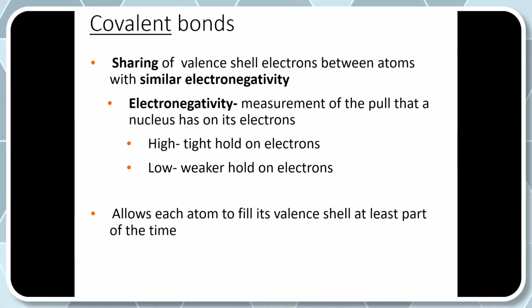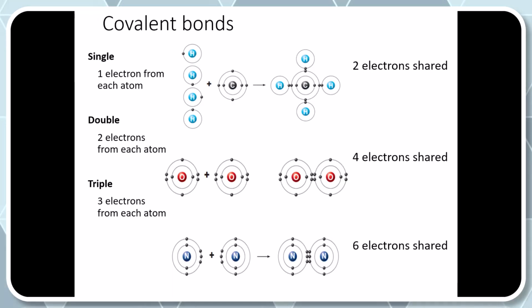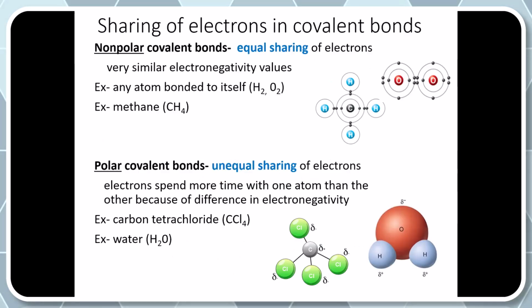So this has to happen between atoms that have similar electronegativity, because atoms with similar electronegativity have a similar pull on their electrons, so they're more able to share. Like, one is not taking the electron from the other, they're sharing it. So covalent bonds allow atoms to fill their valence shell at least part of the time. So you could have single covalent bonds where there's 1 electron from each atom shared, or double covalent bonds where there's 2 electrons from each atom shared, or triple covalent bonds where there's 3 electrons from each atom shared.